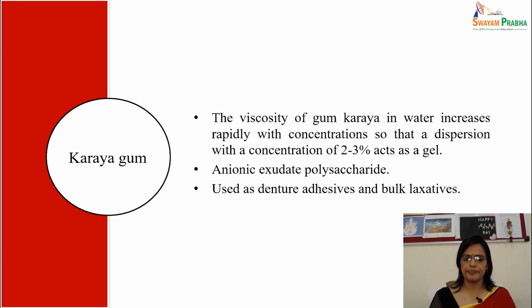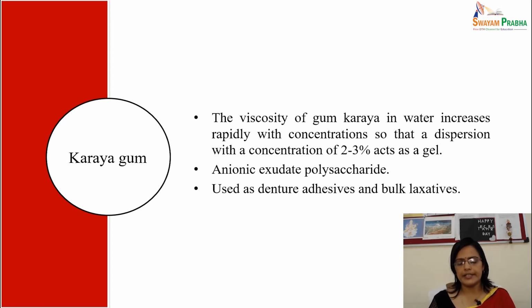Karaya gum. The viscosity of karaya gum in water increases rapidly with concentration, so that a dispersion with a concentration of 2 to 3% acts as a gel. Anionic exudate polysaccharide, used as a denture additive and in bulk laxatives.